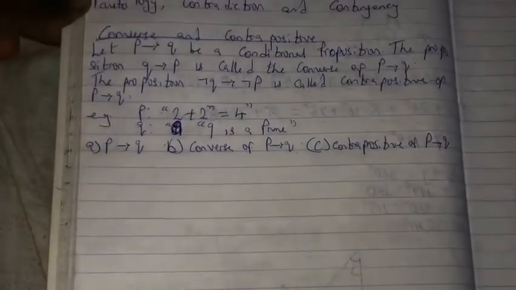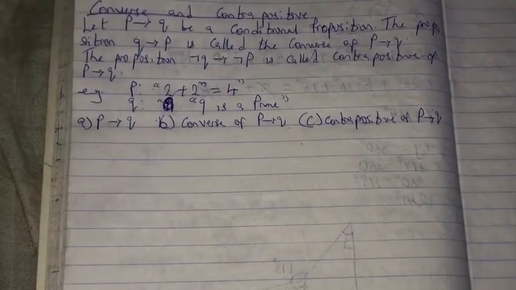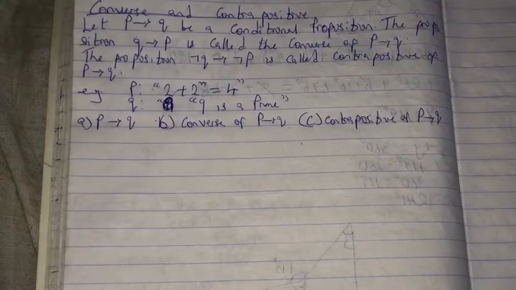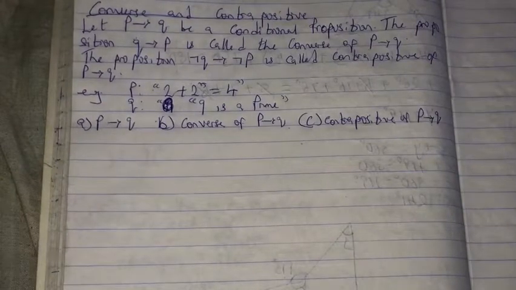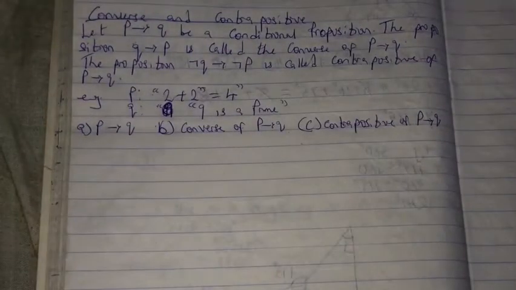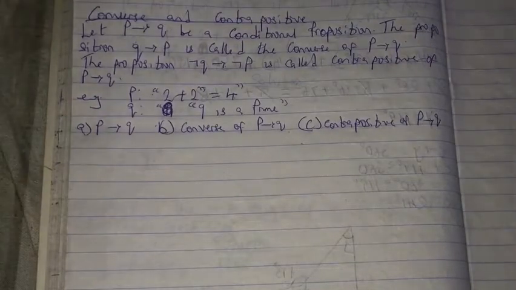For the converse and contrapositive, let P then Q be a conditional proposition. The proposition Q then P is called the converse, like a reverse. In some other topics they might call it the inverse, but it is called the converse here. Then the proposition of negation of Q then negation of P is called the contrapositive of P then Q. Alright, so let's move to the example here.